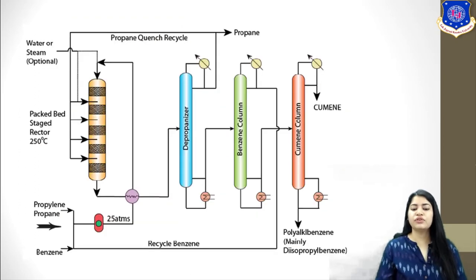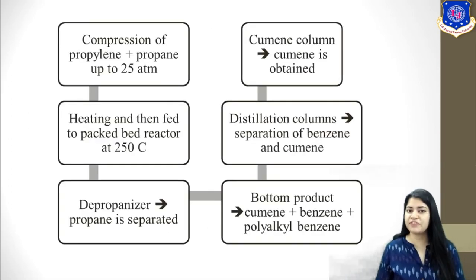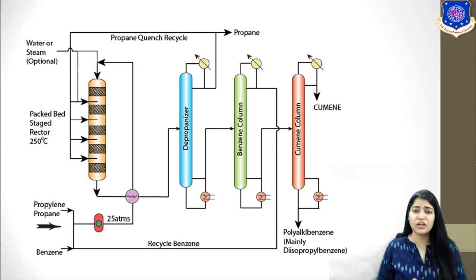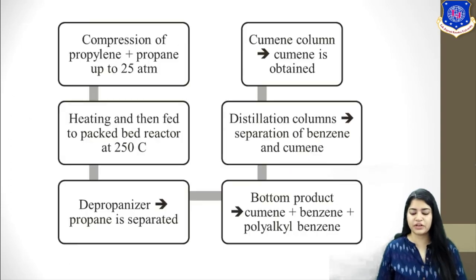In the benzene column, the benzene is taken out from the top and it is recycled back, right? Whereas the bottom product of this benzene column is then sent to the cumene column. In the cumene column, finally you obtain your cumene. So the top product you get is cumene, and from the bottom you get polyalkyl benzene, which is diisopropyl benzene. So this is the simple flow diagram of your cumene production.